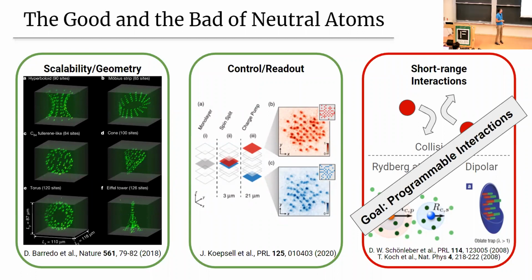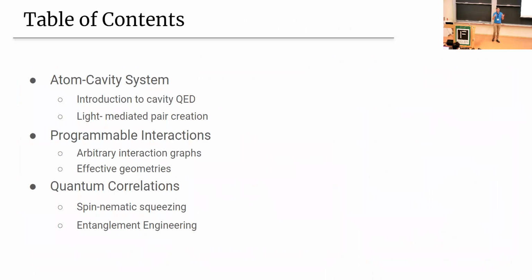Like I mentioned in the beginning, what we use for that is an atom cavity system. So I will first give a short introduction to cavity QED, then how we use these interactions to get to a programmable system, and then in the end, how we use these programmable interactions to actually get to quantum correlation and entanglement.